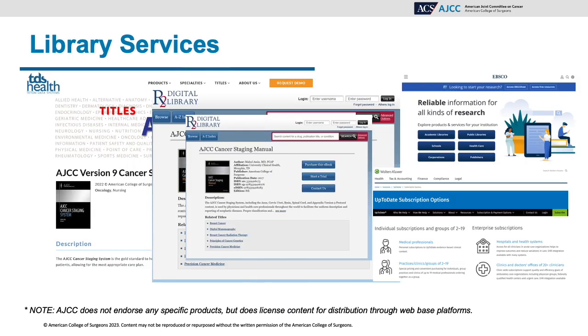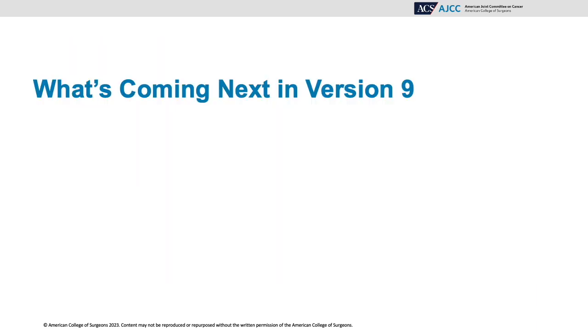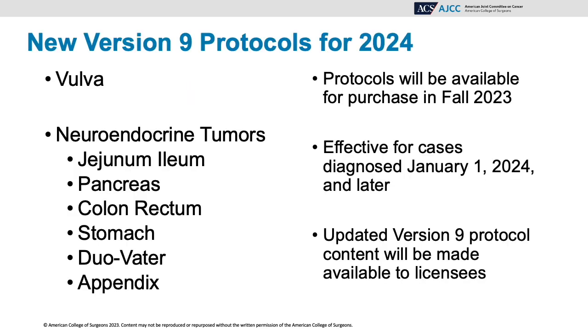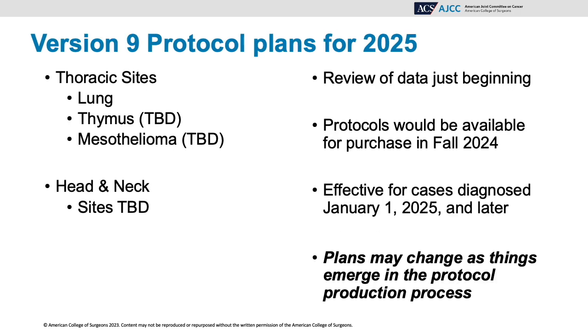Most libraries have access to the staging manual, the 8th edition, and so there are a lot of ways to get hold of this. What's coming next? New versions for 2024 will include vulva. The protocols will be available for purchase this fall, 2023. Neuroendocrine tumors will be available January 2024, and an updated version 9 protocol will be available to licensees. Thoracic sites are being reviewed. Protocols would be available for purchase in the fall of 2024 is our expectation, and head and neck January of 2025. Plans may change as things emerge in the protocol production process.